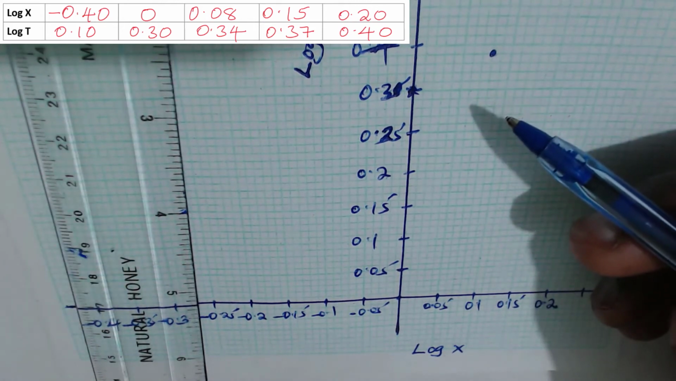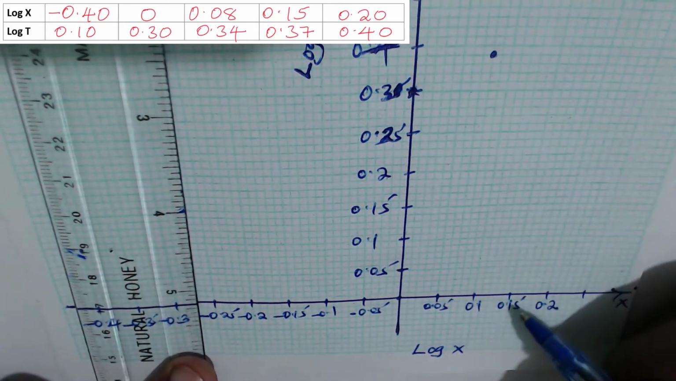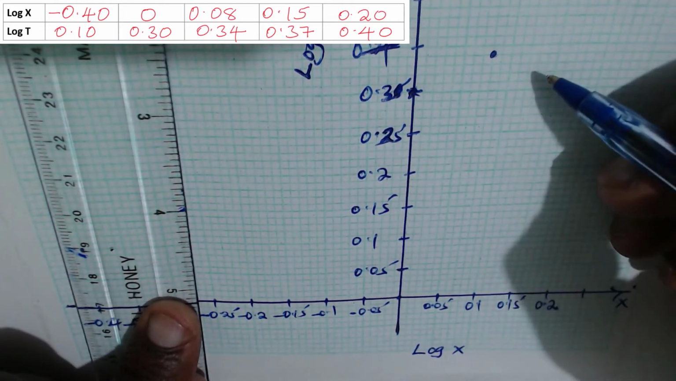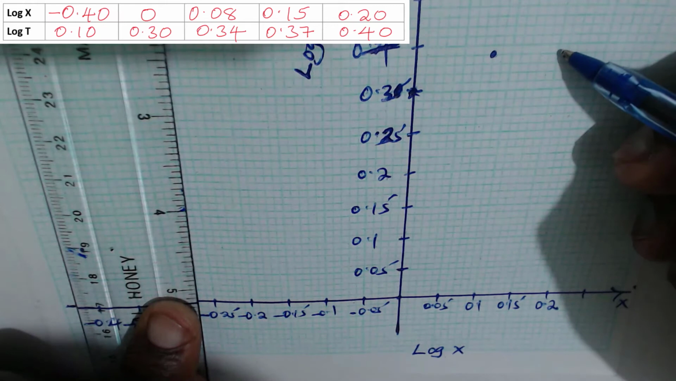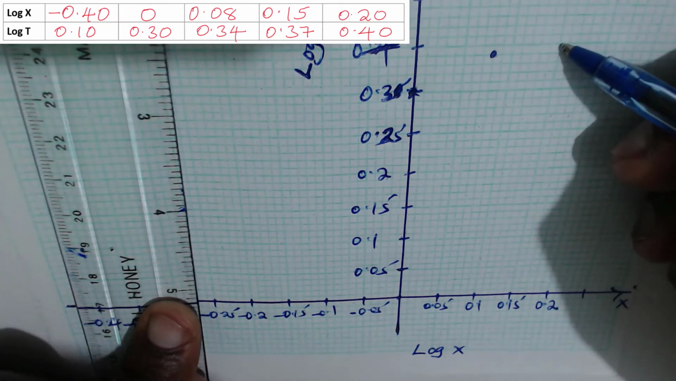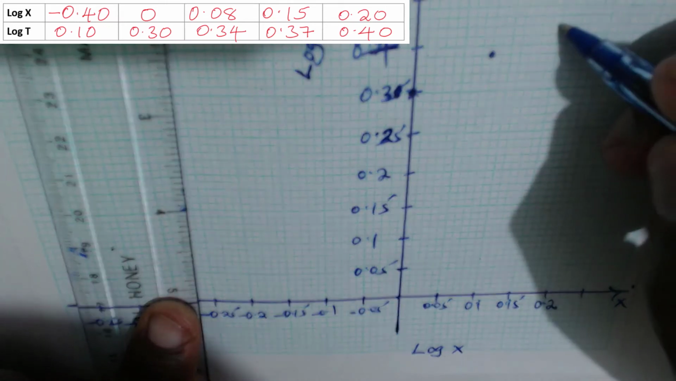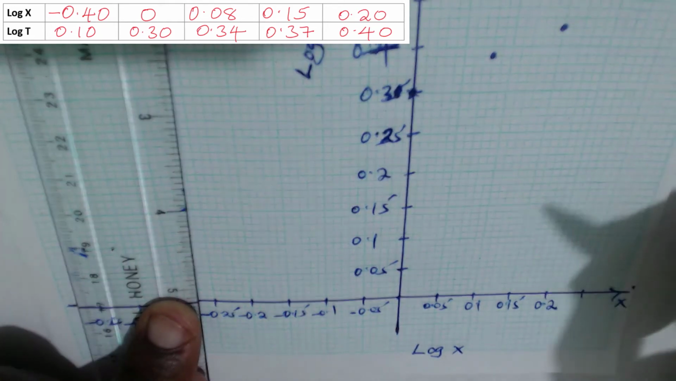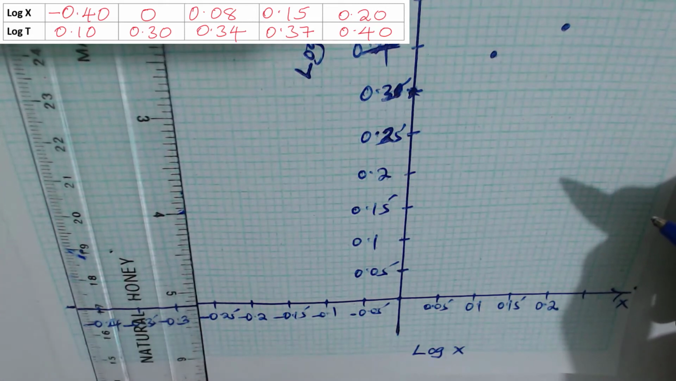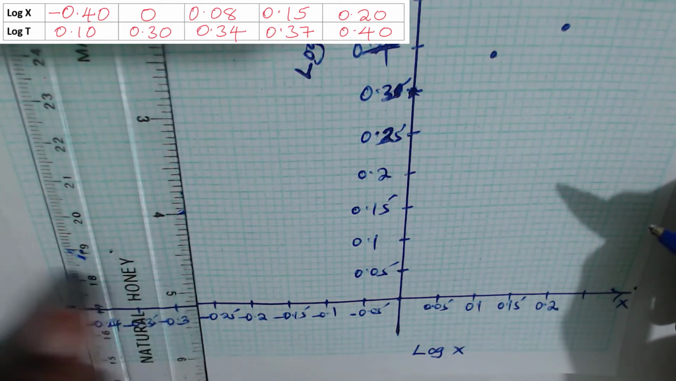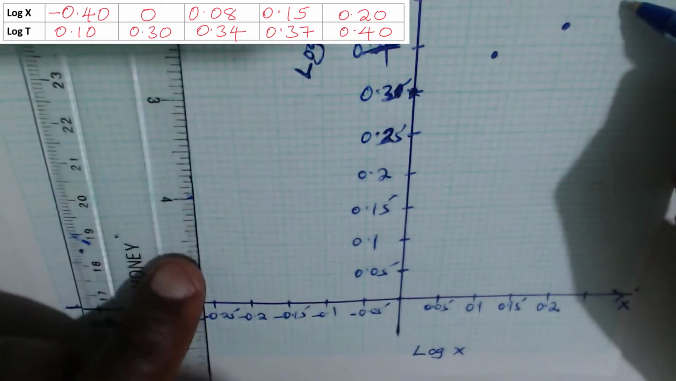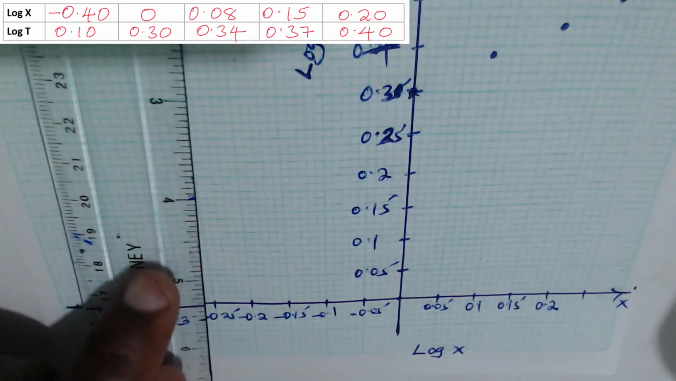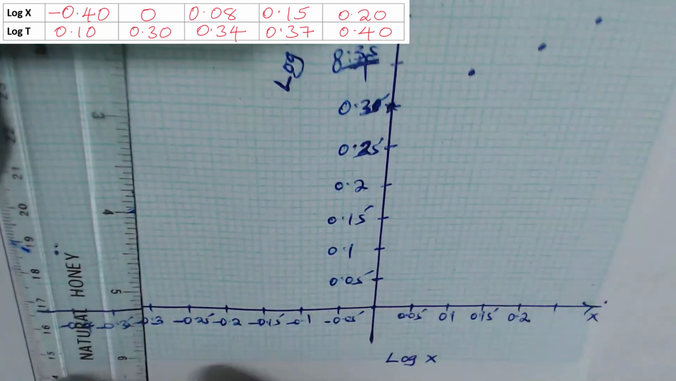Then the other one is 0.15. 0.15 is here. 0.37, 0.35, and 0.7 should be there. The last one is 0.2, 0.4, which should be there. Now you can see the line of best fit.